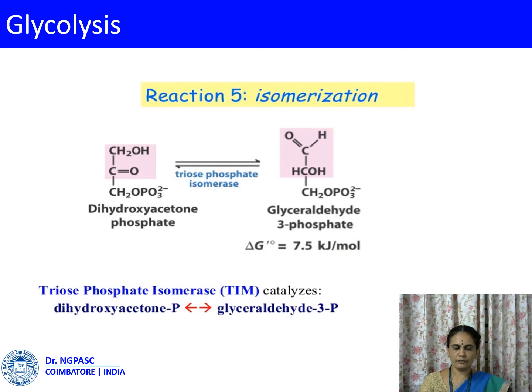And reaction 5, the isomerization, is a mechanism of reaction where, in this fifth reaction, dihydroxyacetone phosphate is converted to the product glyceraldehyde 3-phosphate.